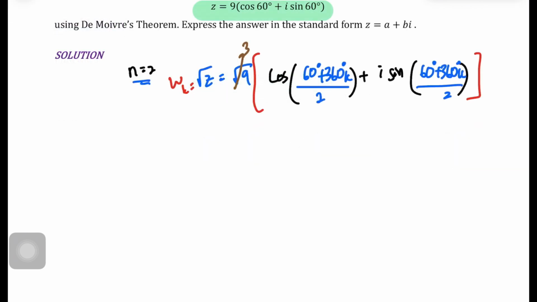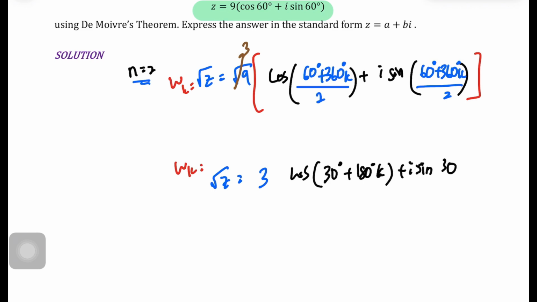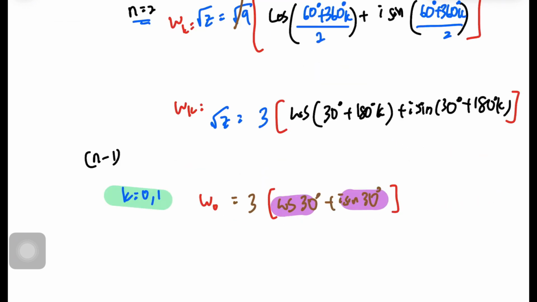Now let's solve this. Square root of 9 is 3, so we can write our answer w_k as z is equal to 3, and in bracket here is cos 30 degree plus 180 degree k, and another one is i sine 30 degree plus 180 degree k. So you can rewrite our equation like this. So this is your general formula for your answer of De Moivre's theorem. Now let's take your answer for w0. Okay, just put your k as 0. Therefore, your answer is 3 cos 30 degree plus i sine 30 degree.